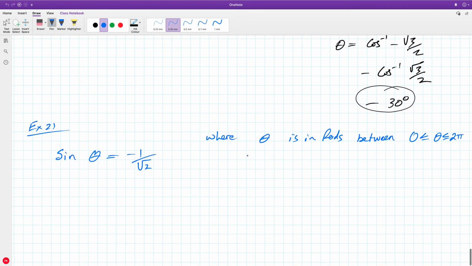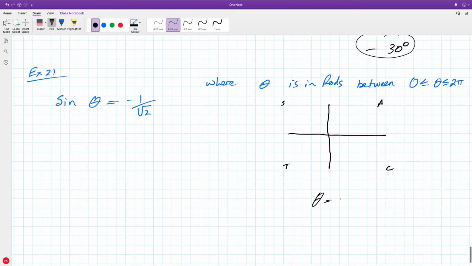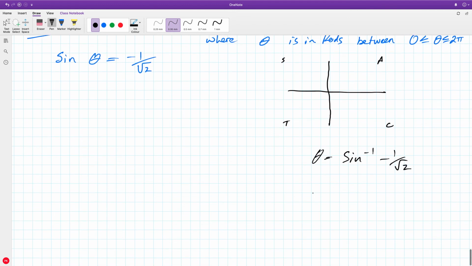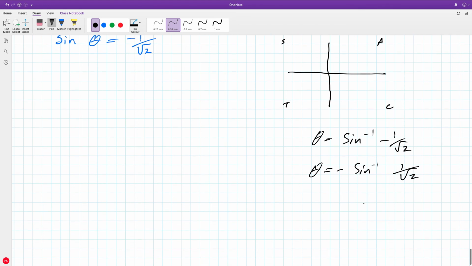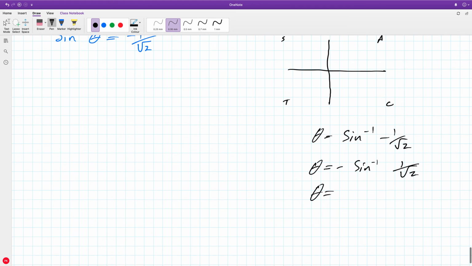Right. So, C, A, S, and T. Theta is equal to the sine inverse of negative 1 over root 2. So theta is equal to the negative sine inverse of 1 over root 2. So it's a negative angle. Theta for 1 over root 2 for sine is 45 degrees. So our angle is a negative 45 degrees.